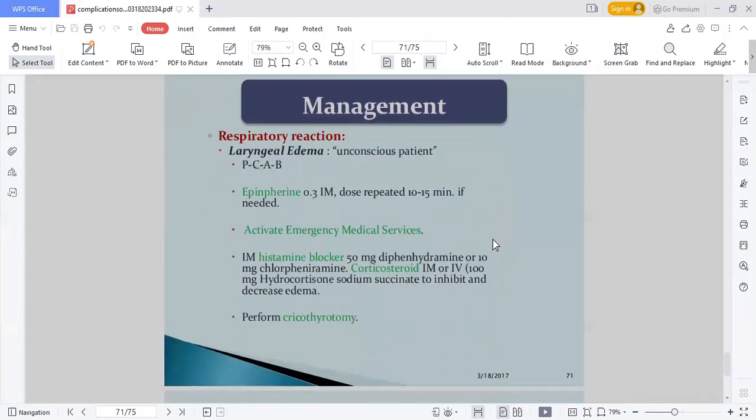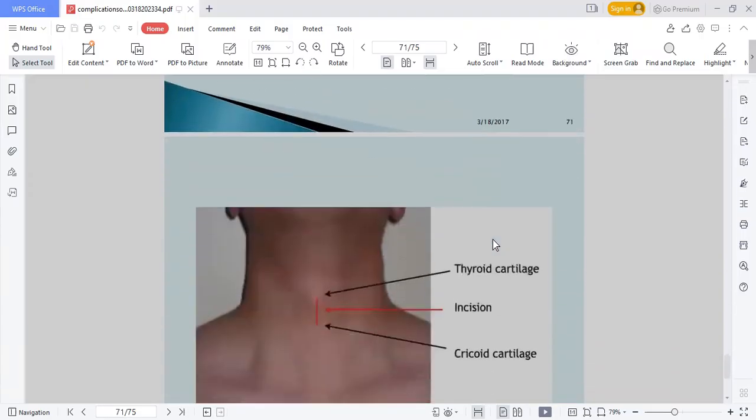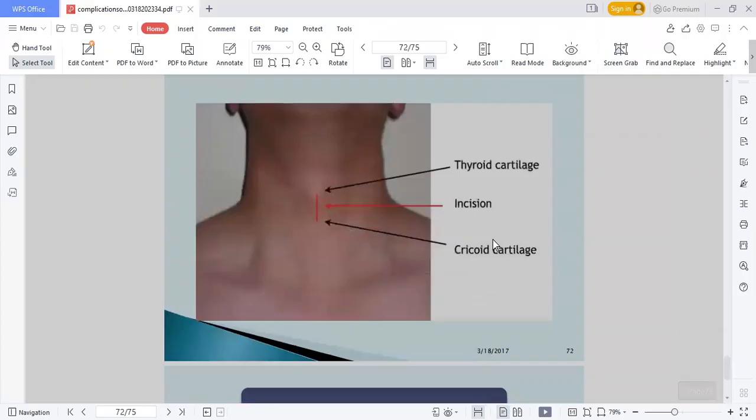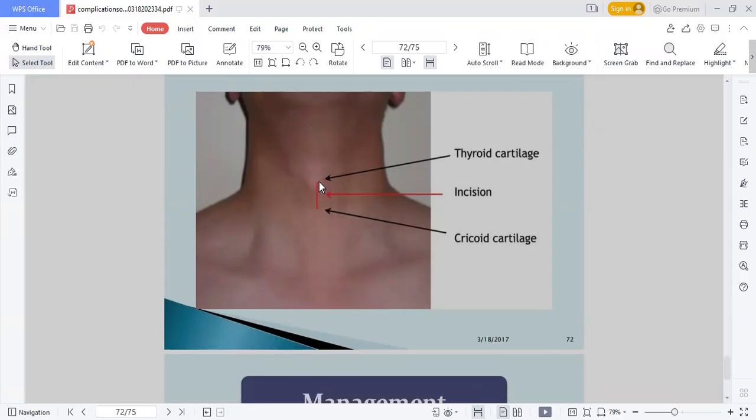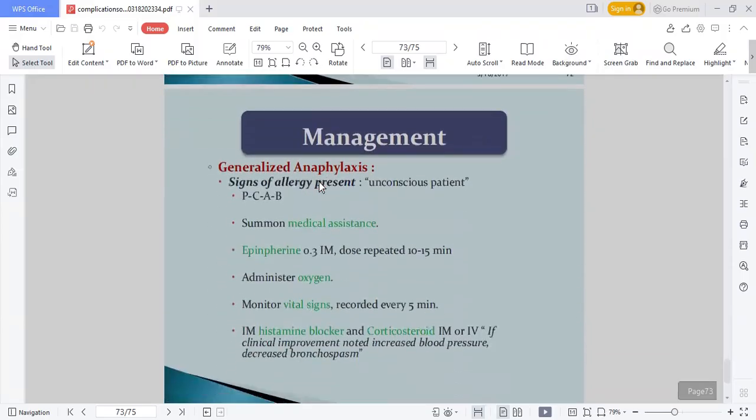Coming to laryngeal edema, if the patient is unconscious, give IM epinephrine, activate the emergency medical service, and give IM histamine blockers and steroids, IM or IV, 100 mg hydrocortisone sodium succinate to inhibit and decrease edema, and perform cricothyrotomy. This picture shows the region where the cricoid cartilage is located, and this indicates the incision should be placed transversely between the thyroid and the cricoid cartilage. This is called cricothyrotomy.